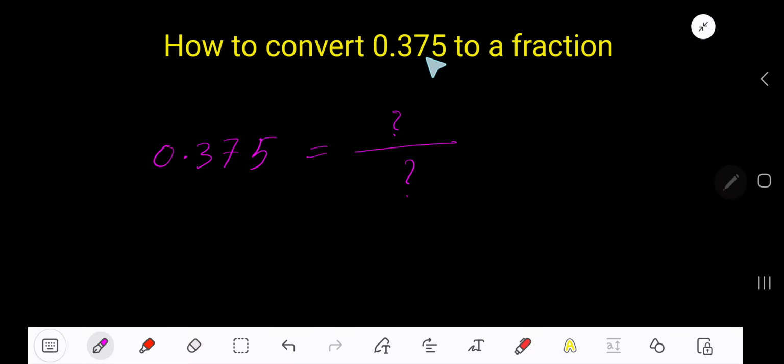How to convert 0.375 to a fraction. We need a numerator and a denominator. For the numerator, just skip the decimal point and write the number you are getting. So after skipping the decimal, we are getting this number.